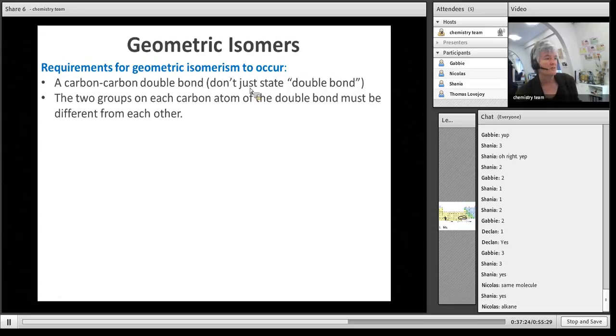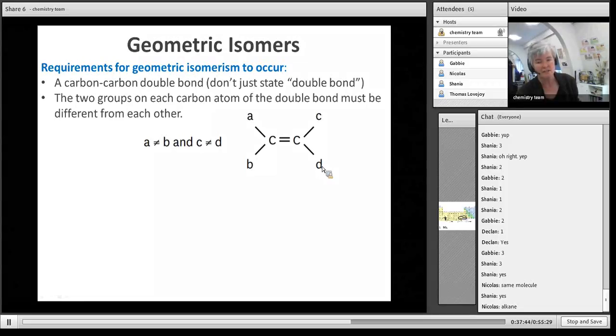Right, so say carbon-carbon double bond, and then the two groups on each carbon atom of the double bond must be different from each other. So if there's my carbon-carbon double bond, and I have two groups, A must be different to B, and C must be different to D. So if I have C and C on here, I cannot get geometric isomers. They have to be different.